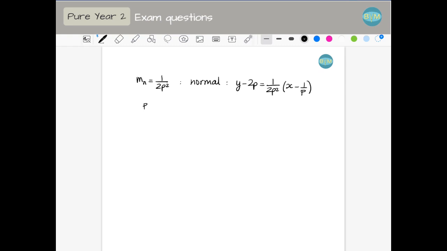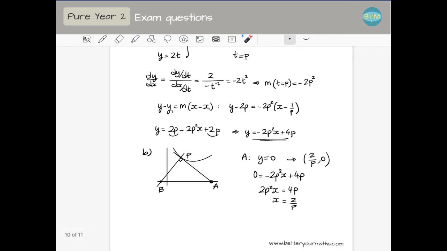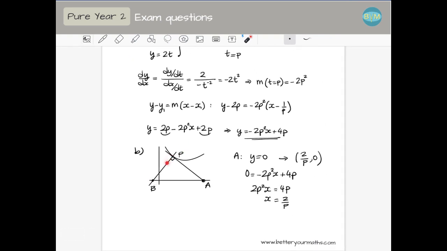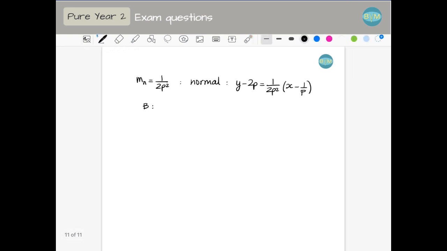And now to find B, I just need to make y 0, yeah? This point is the intersection of this line with the x-axis, so y is 0. I make the y 0, which means 0 minus 2p, so minus 2p is 1 over 2p squared, x minus 1 over p.